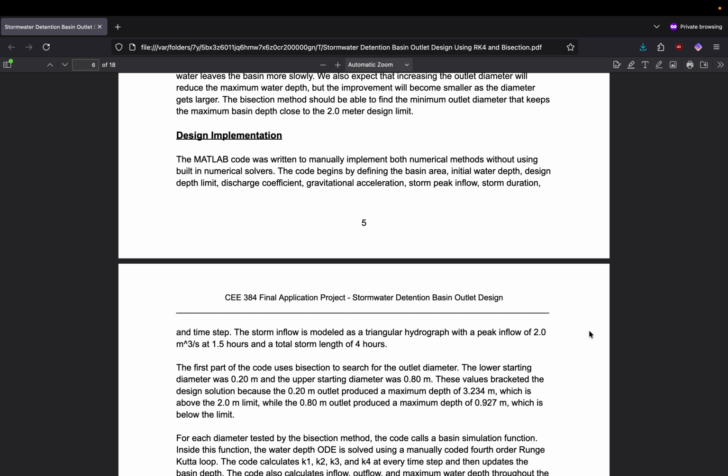For each trial diameter, the code calls a custom basin simulation function. Inside that function, the water depth is solved using a manually coded RK4 loop. The code calculates inflow, outflow, water depth, and maximum water depth during the storm. The maximum depth is then returned to the bisection method so the diameter can be adjusted.